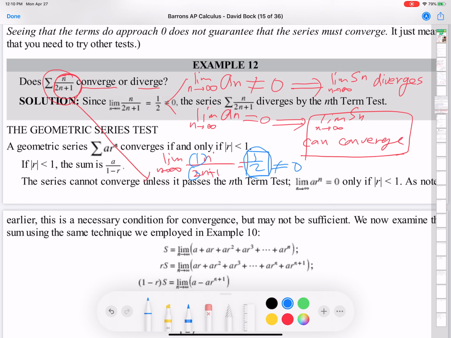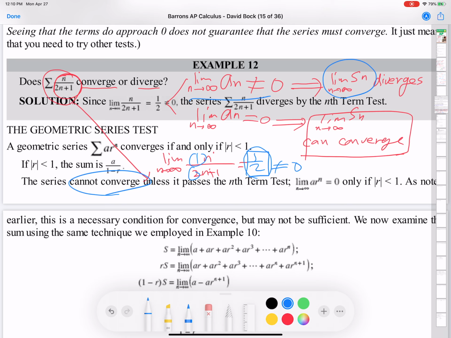It is not 0. The limit of an is not 0. So the limit of Sn, the series, automatically what? Does it converge? It diverges. It cannot converge. That makes sense, right? Because it is not 0. So that should be diverges.